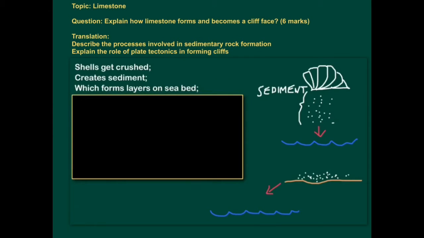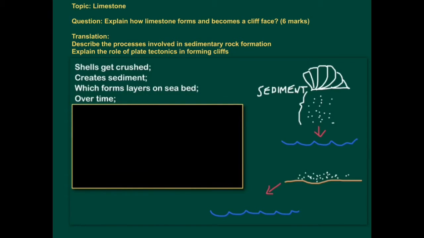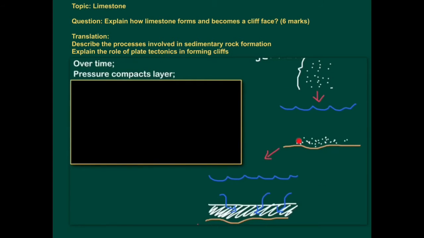And these form layers on the seabed. So you can see these particles fall down and form layers on the seabed. But obviously this takes a lot of time, so you can see that they're starting to accumulate here, but you have to wait a long time before it starts to build up into a solid layer. So as more and more sediment fall, pressure compacts the layer together, so it basically forms a more solid layer.